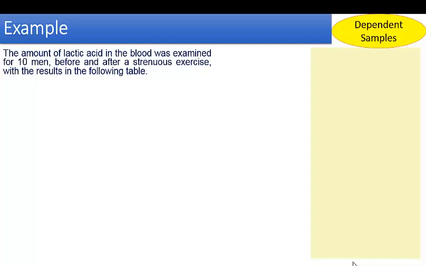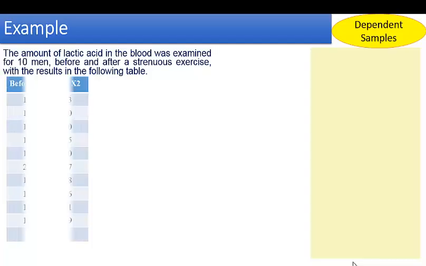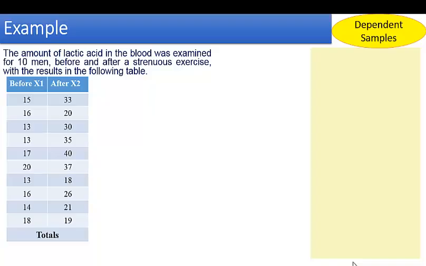The amount of lactic acid. Now this data which you can see here are the lactic acids in the blood which was examined for 10 patients, with the result in the following table, before and after a strenuous exercise. So we have the 10 values for lactic acids in the blood before exercise, and then we have observed the same patients over a period of time after strenuous exercise. We again measured their lactic acids in the blood.